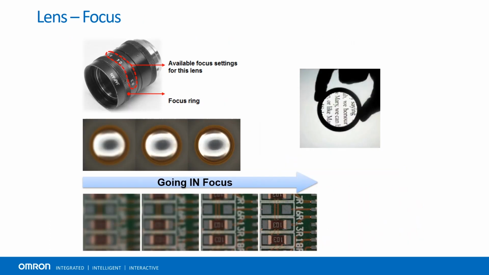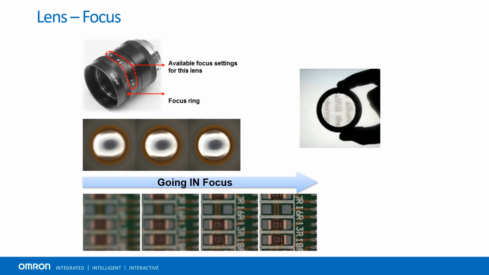The focus ensures we can clearly see the inspection object, and the edges are clearly defined. Some lenses have a fixed focal point, which means the focus cannot be adjusted and requires a very specific position for the inspection object to be in focus. Other lenses have a variable focal point, which we will also discuss later.